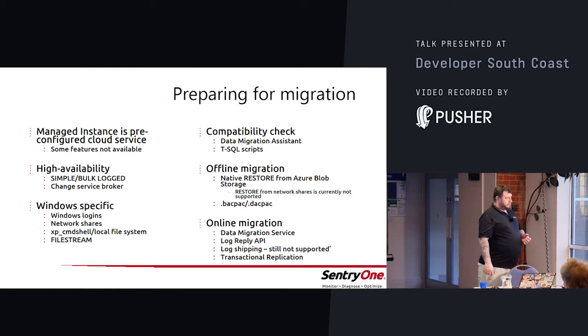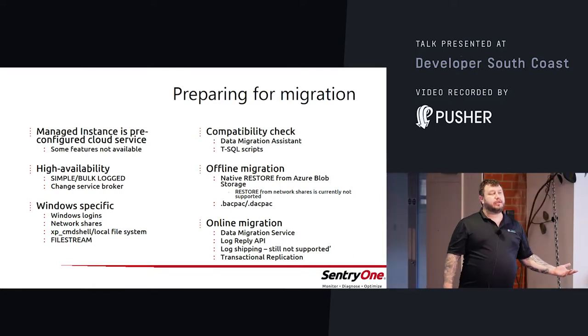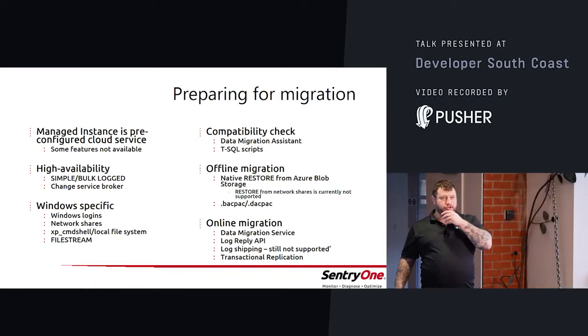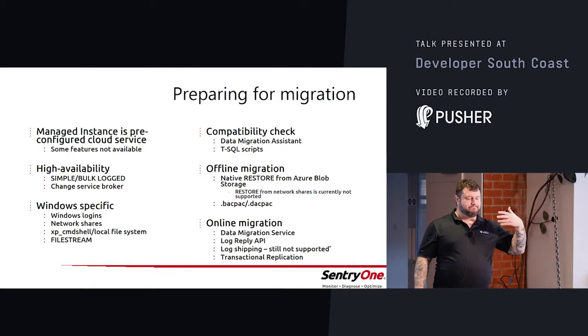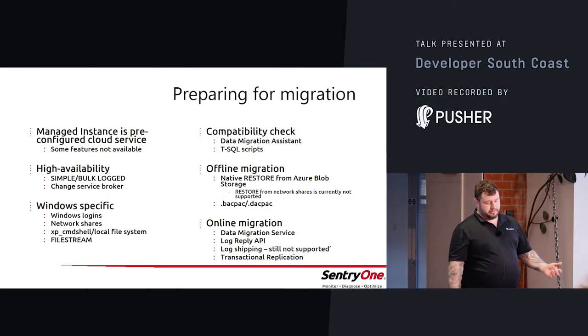Now, the big issue comes when we start thinking about things outside of the database and outside of the database server. Logins is a real classic one, okay? Network shares, well, we can't get to them because we're platform as a service, okay? Likewise, agent jobs, if you're dealing with things like, for example, I'm using xp_cmdshell for some bizarre reason to move things around. Not going to happen. We need to re-architect those, okay?